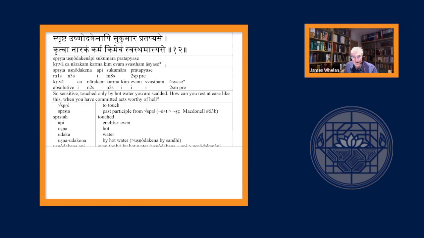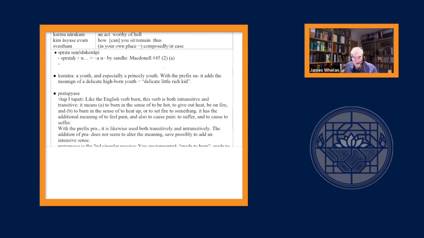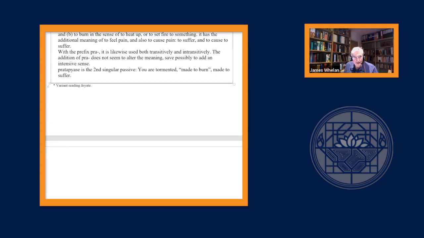The significance of the asterisk is that I just made a note that in other editions that I've used, you found asyate, which is the third person singular, whereas asyase is the second person singular. In fact, some quite respectable editions have asyate, but I couldn't quite work out why asyate, kim asyase, how can you be sitting? Because this is all Shantideva addressing you.